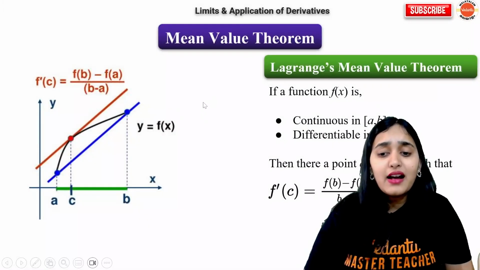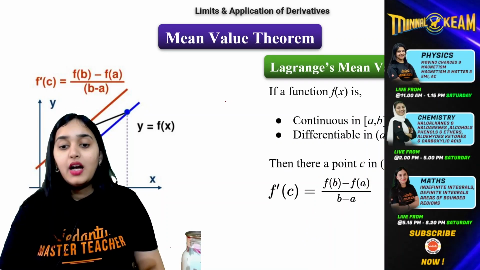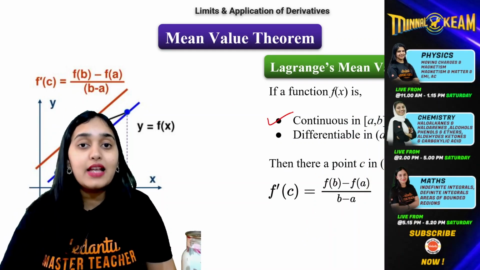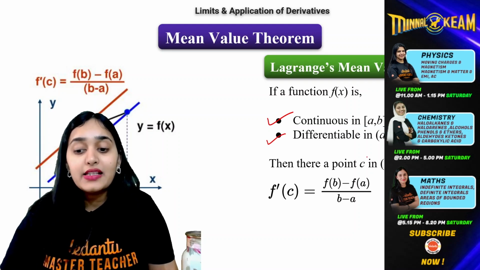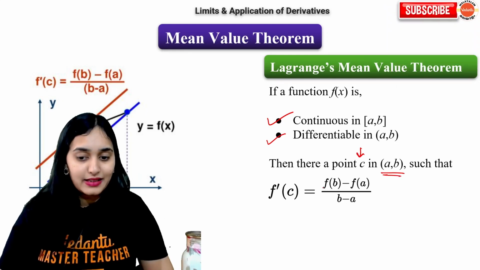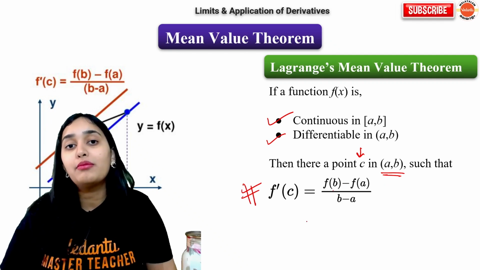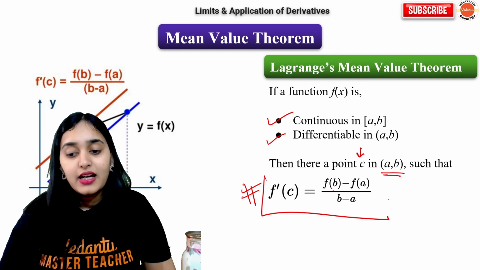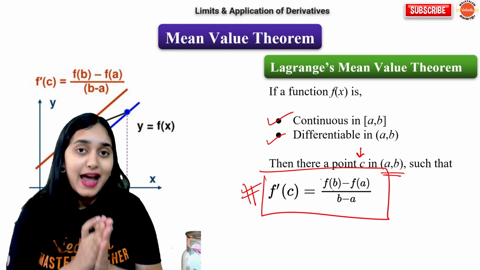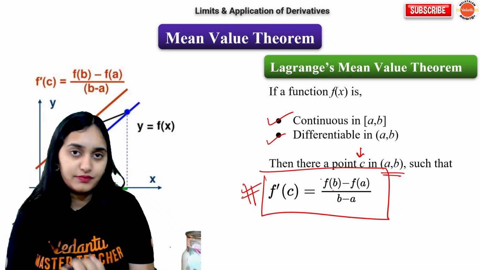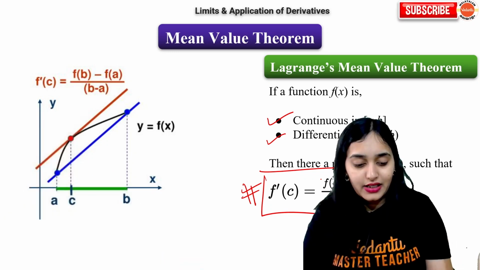Similarly, Lagrange's mean value theorem says that if a function f(x) is continuous in the closed interval [a, b], differentiable in the open interval (a, b), then there is a point c in the open interval (a, b) such that f dash of c will be f(b) minus f(a) upon b minus a. Remember this, it is sometimes used in solving some questions. Okay, so f dash of c is f(b) minus f(a) upon b minus a for a point c in the interval (a, b).